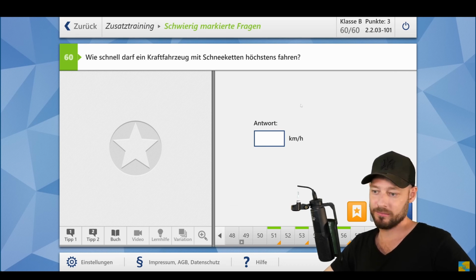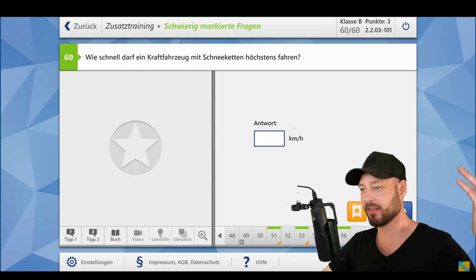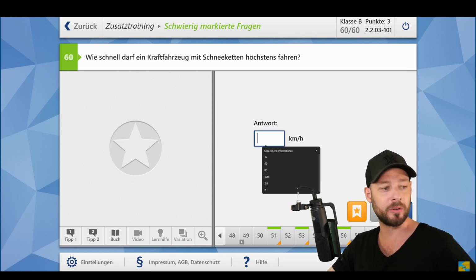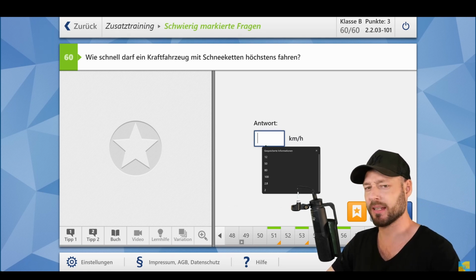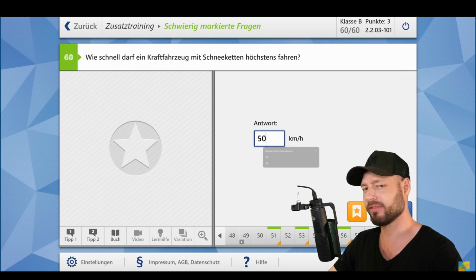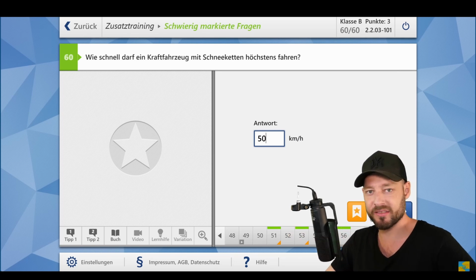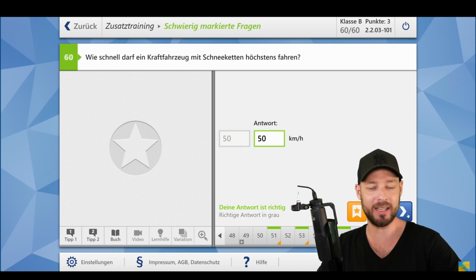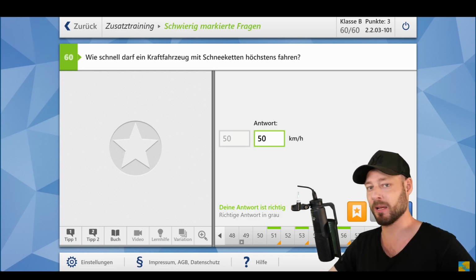What is the maximum speed a motor vehicle is allowed to drive with snow chains? That is also a question of numbers. You simply need them for the theory test. You can actually remember that quite easily with the 50 kilometers per hour that you are also allowed to drive in built-up areas. That is also 50 kilometers per hour with snow chains.